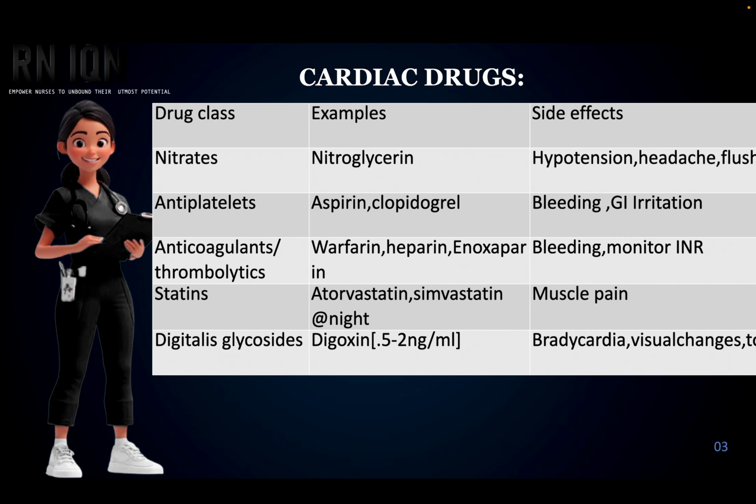constipation. Anticoagulants or thrombolytics are used to treat blood clots and are always used in conditions like atrial fibrillation, DVTs, and for pulmonary embolisms. We are giving anticoagulants or thrombolytic agents like warfarin, heparin and enoxaparin. And you have to inform the patient about bleeding, and it requires constant INR monitoring, especially with warfarin.